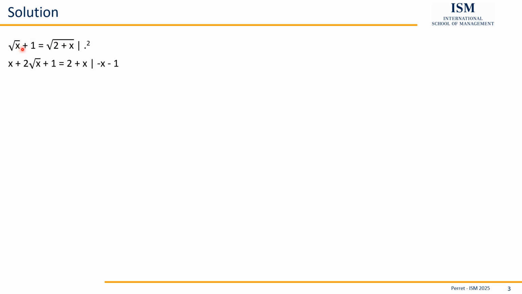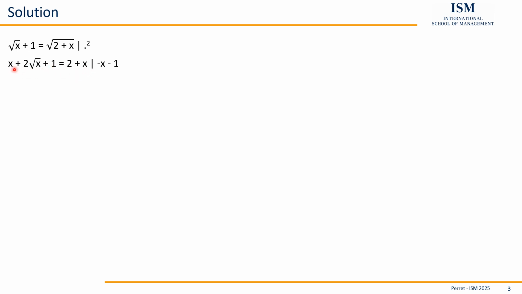On the left side, I have two expressions connected with a plus. So what I have to do here is use the first binomial form, which results in this. So it's square root of x squared. Well, square root squared gives x itself. And then 2 times this times that. So 2 times square root of x times 1 gives 2 times square root x, plus 1 squared is 1. So that's the result here.